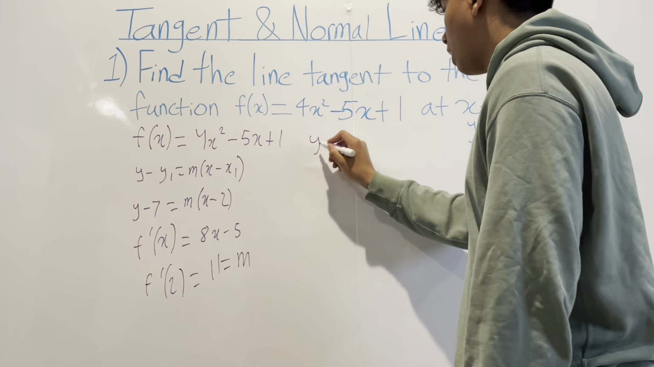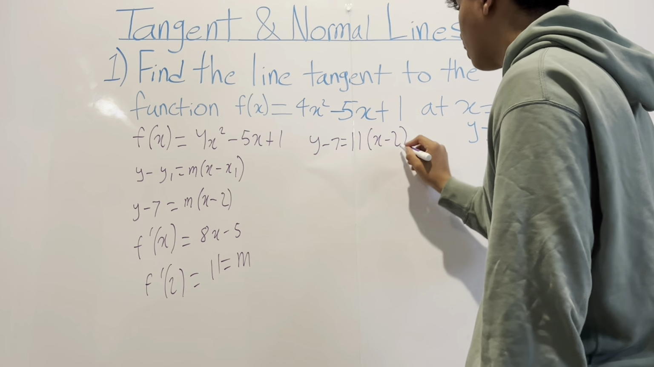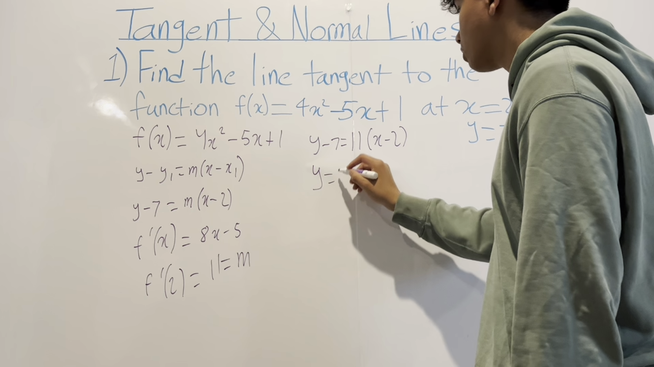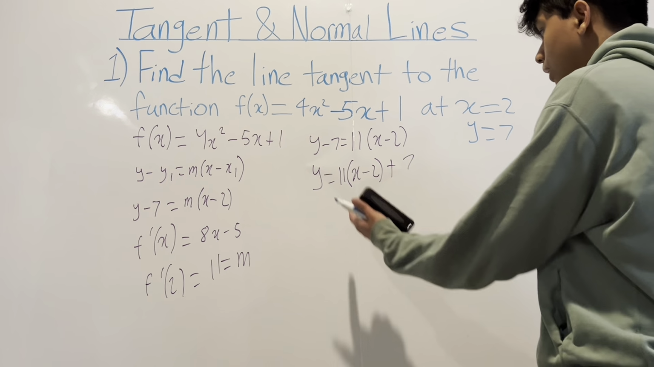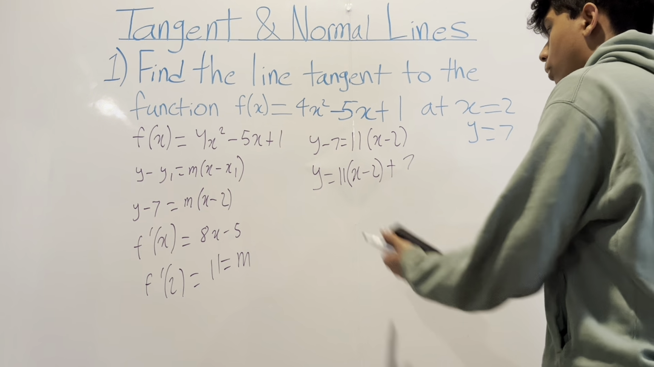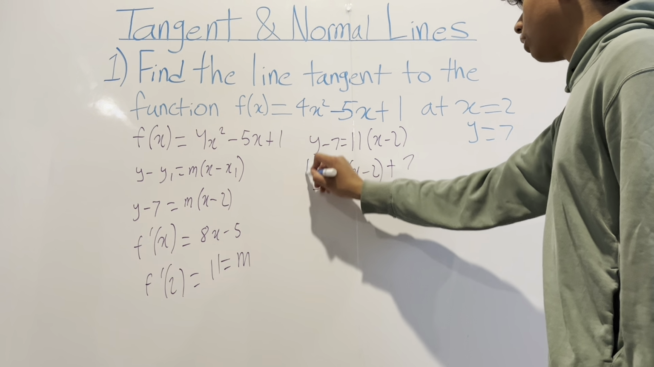So y minus 7 equals 11 times x minus 2, and let's solve for y. So this is going to be y equals 11 times x minus 2 plus 7. And you can leave it in this form, or you can convert to y equals mx plus b. They're both the same thing. And this is the final answer.